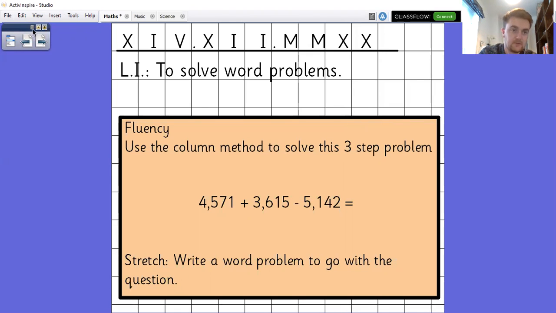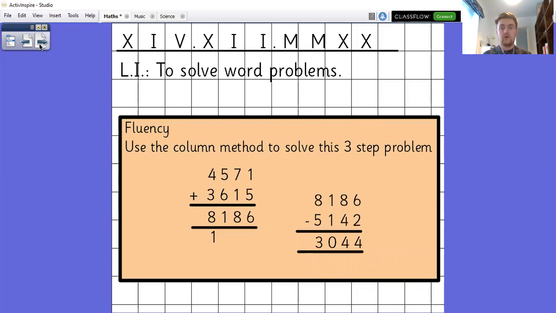Okay, I'll show you the two different ways that you could have laid this out, depending on how confident you are with it. Now, you could either have laid it out in this way, where you are working out as two separate sums. So 4,571 add 3,615 should give you 8,186. Easy for me to say. And then you do the subtraction part, which should give you 3,044.